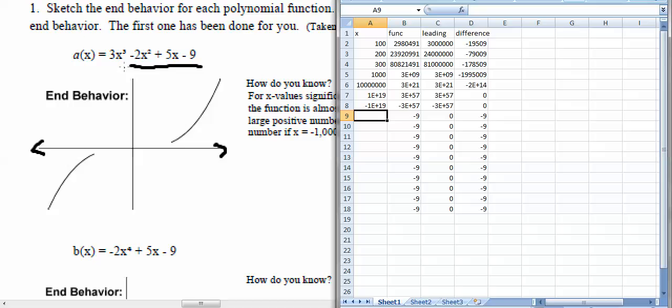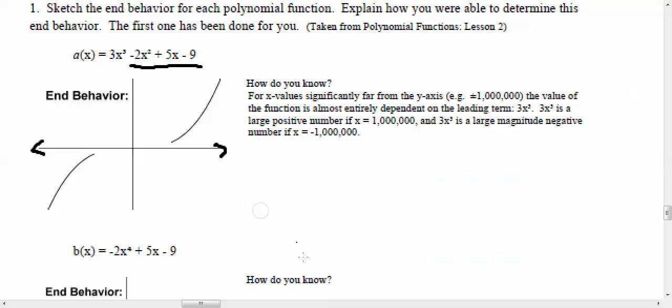I mean, 1,000 cubed or 5,000 cubed is way bigger and way more important in this function than the x squared or the x or the 9 is. That's like peanuts compared to how important that x cubed part is. So whenever we look at the end behavior of these things, we kind of model this ax cubed as approximately equal to 3x cubed, and I'm going to put a little squiggly line for an equal sign, because that just means approximately equal.